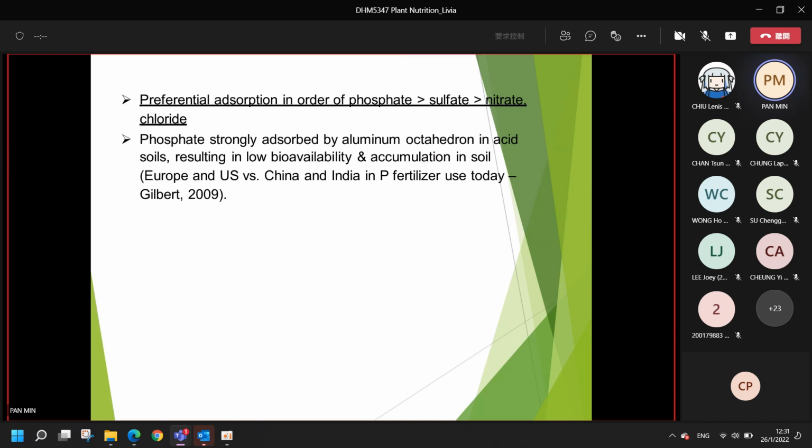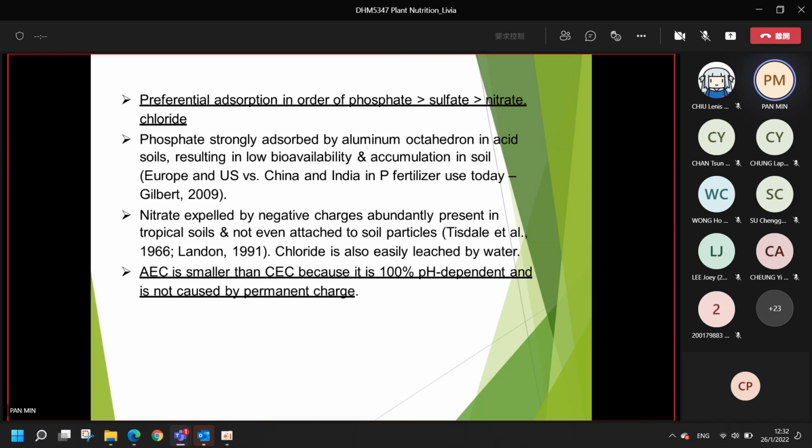And phosphorus is strongly adsorbed by the aluminum octahedron. If you remember, for the soil structure, the aluminum octahedron is very important and occupies a large part of the soil structure. Phosphorus binds strongly with the aluminum octahedron to form an unavailable state in the soil. So it will result in low bioavailability and accumulation in the soil.